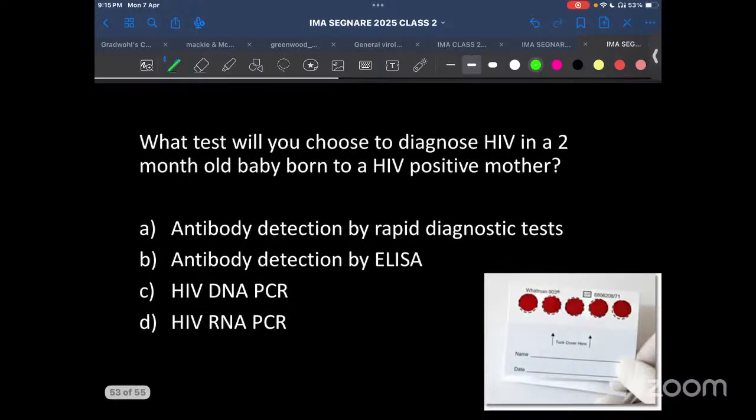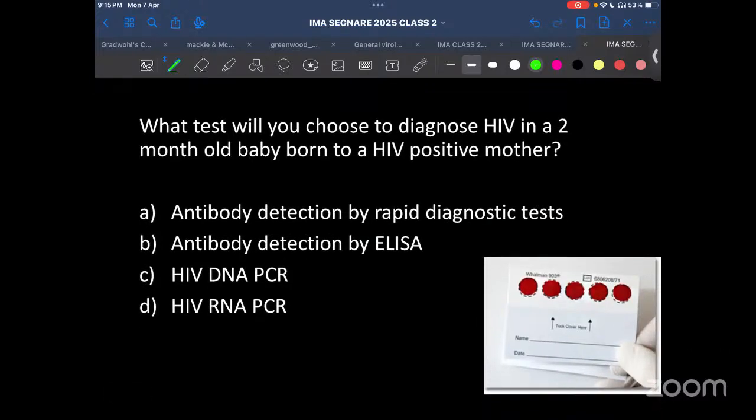Okay. Now, what test will you do? This is our last question. What test will you choose to diagnose HIV in a 2-month-old baby born to HIV positive mother? This is the last question. Can you answer this question? What test will you do for diagnosis of HIV in a 2-month-old baby? Okay, in a 2-month-old baby.